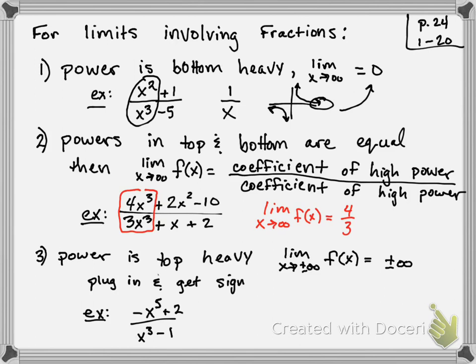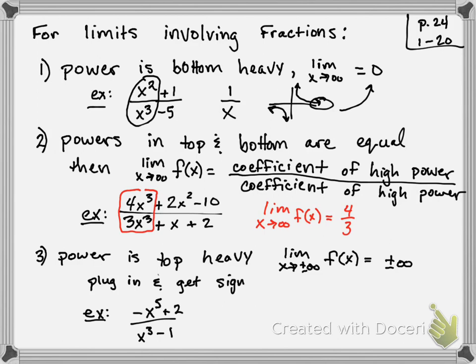All right, number 3. Number 3 says if it's top heavy. We've done bottom heavy, we've done equal. If it's top heavy, the limit as x approaches infinity of f of x is going to be either positive or negative infinity. So we know it's going to go to positive or negative infinity.